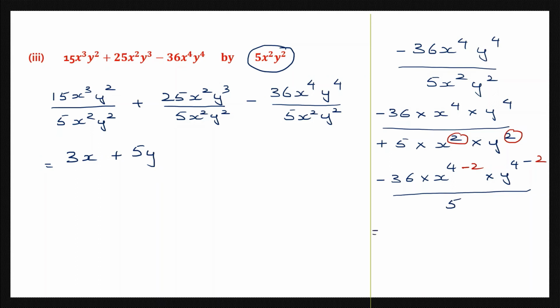So now what do we have? Minus 36 into x to the power of 4 minus 2 is 2, into y to the power of 4 minus 2 is 2, by 5. So this is minus 36 x square y square by 5.